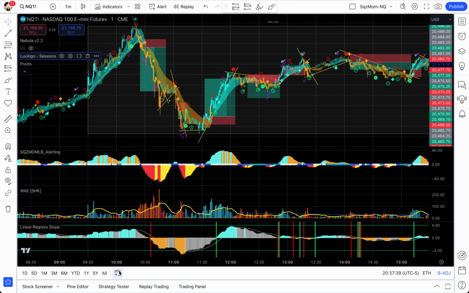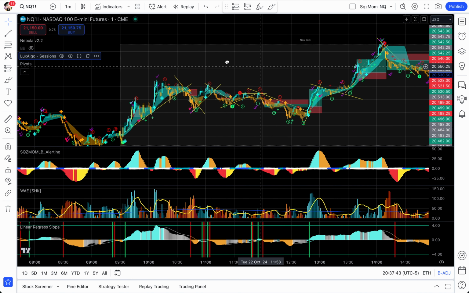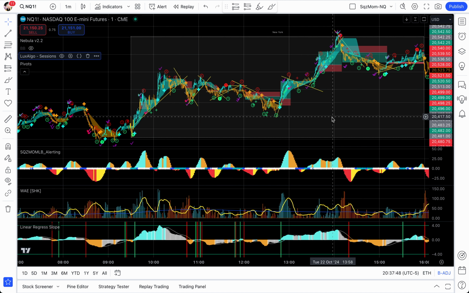And then on the 22nd, I did it again because I wanted to show a few examples. This was more choppy there. So you can see some wins and a few losses as well.